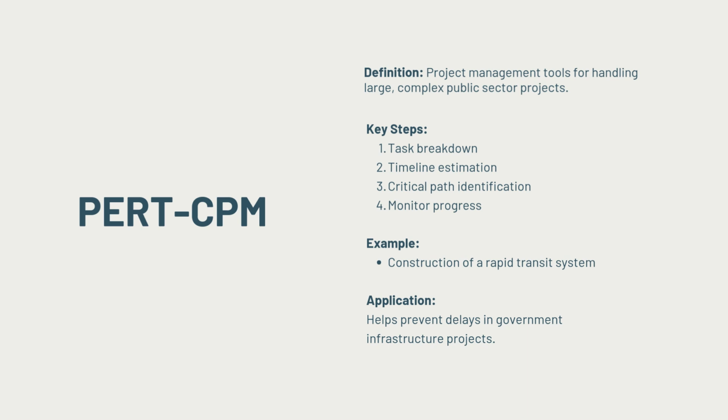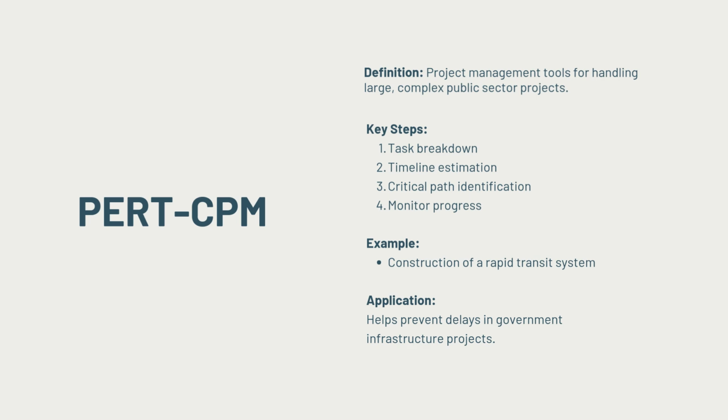PERT is most useful when the time to complete each task is uncertain, and you need to estimate task durations based on best case, worst case, and most likely scenarios. CPM, on the other hand, is used when you can predict task durations with more certainty. Together, these tools allow administrators to break down complex projects into smaller tasks and ensure they stay on track.